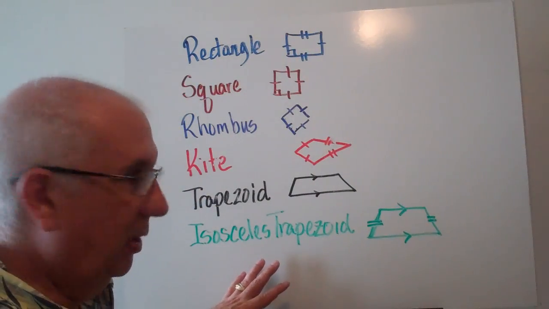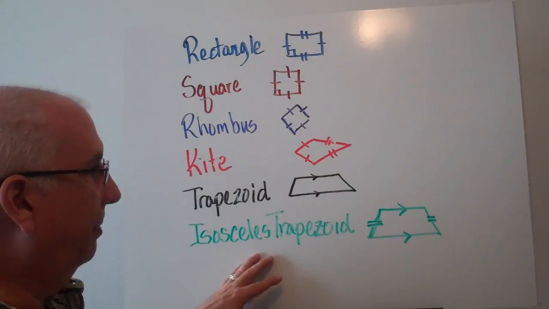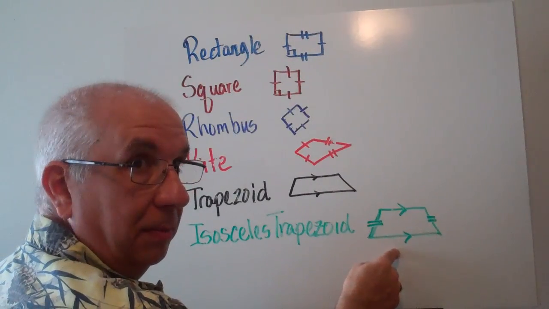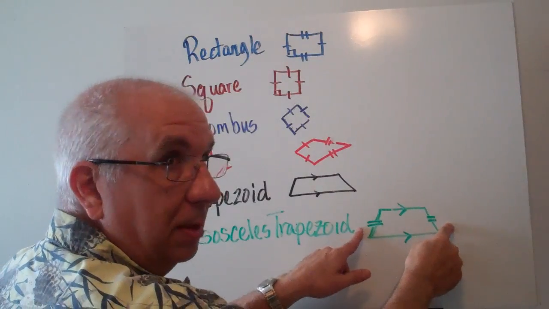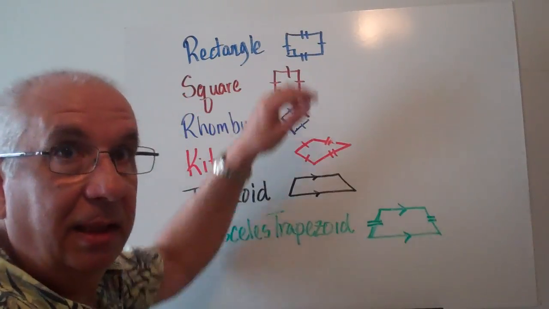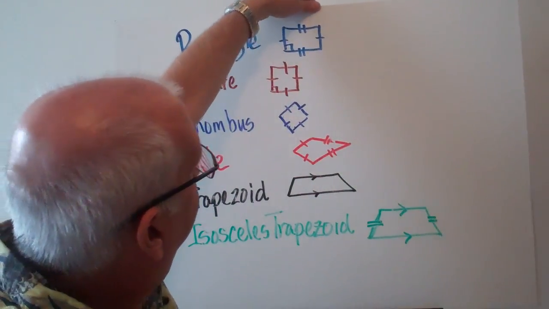A special type of trapezoid is an isosceles trapezoid. It has one pair of parallel lines, and the opposite sides that connect to the parallel lines are congruent, just like in an isosceles triangle.